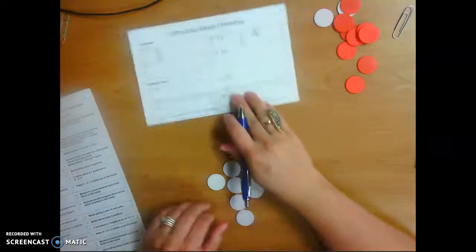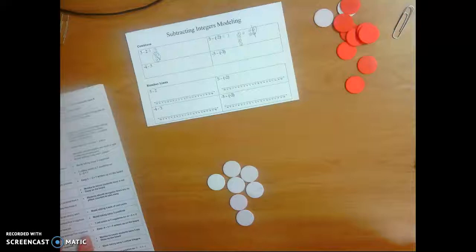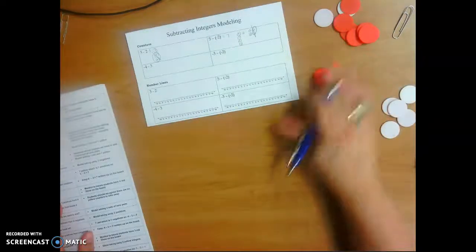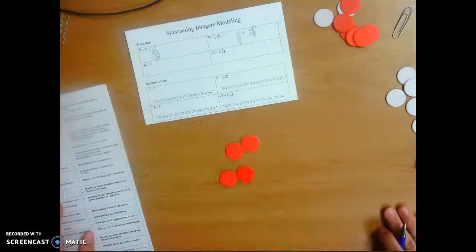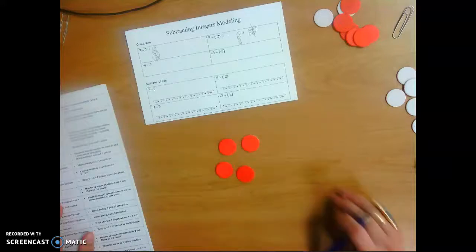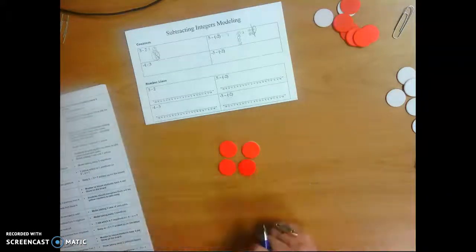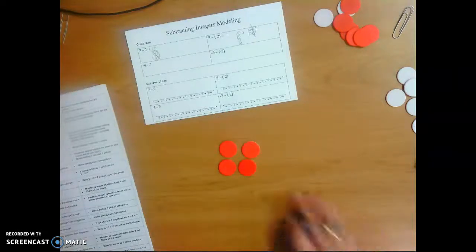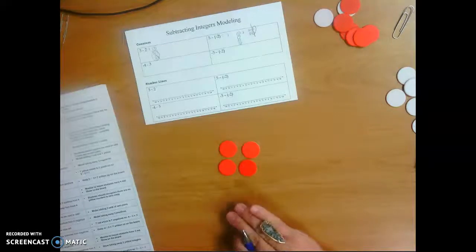Okay. The next problem we're going to do is model negative 4 minus 3. So we're starting out with 4 negatives. In subtraction, we're taking things away or we're removing. In addition, we were combining, so we needed 2 groups and combine. With subtraction, we're starting out with a number and we're taking something away. So we have 4 negatives and we want to take away 3. Is there 3 positives to be able to take away here?